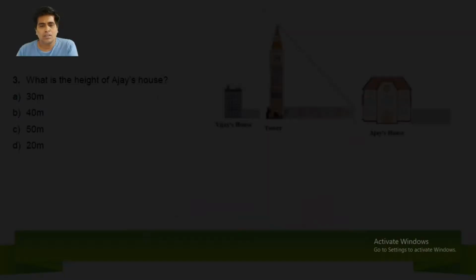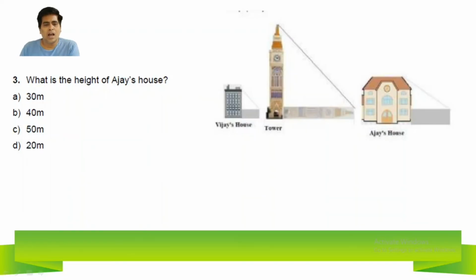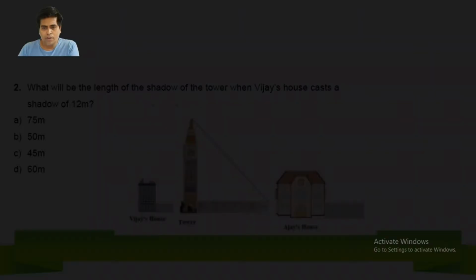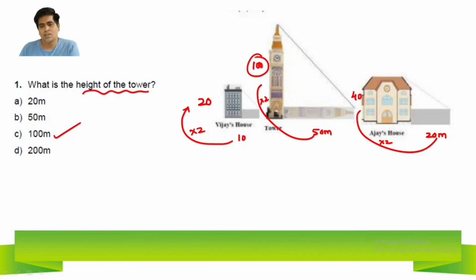Next, in the third question, he is asking the height of Vijay's house. Just now we got the height of Vijay's house, how much? 40. So it is 40. If I go back to the calculations, so simple, this is 100 and this is 40. So based on a simple calculation, 2 times the shadow, we got the heights.